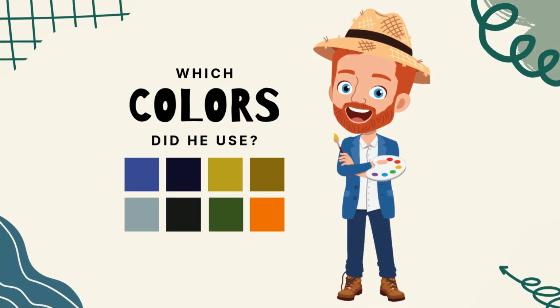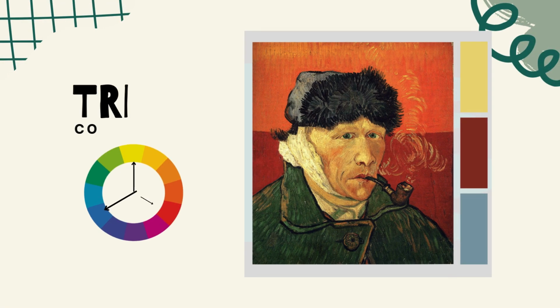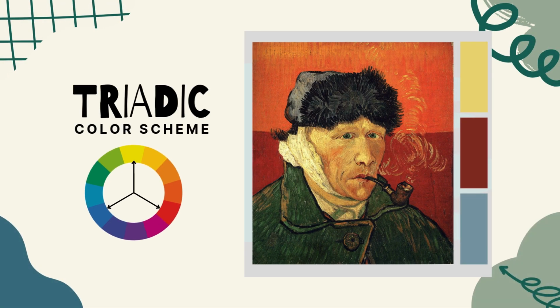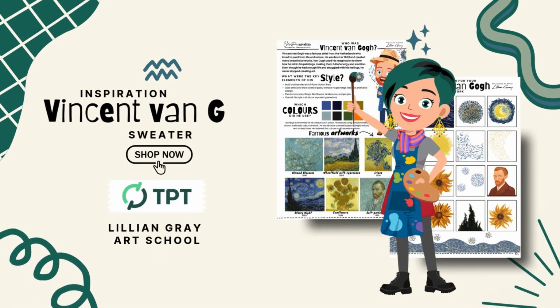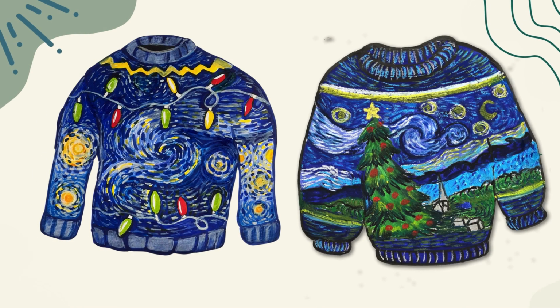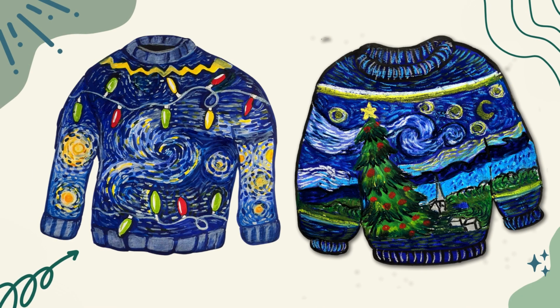Van Gogh is renowned for his unique use of color. He enjoyed using complementary colors and triadic color schemes. He would create contrast by placing bright yellows next to deep blues. He believed that colors could express emotions. When creating your Van Gogh Christmas sweater, I would recommend using his famous broken lines and swirls. You could maybe also include one of his famous trees or sunflowers as a main focus point.